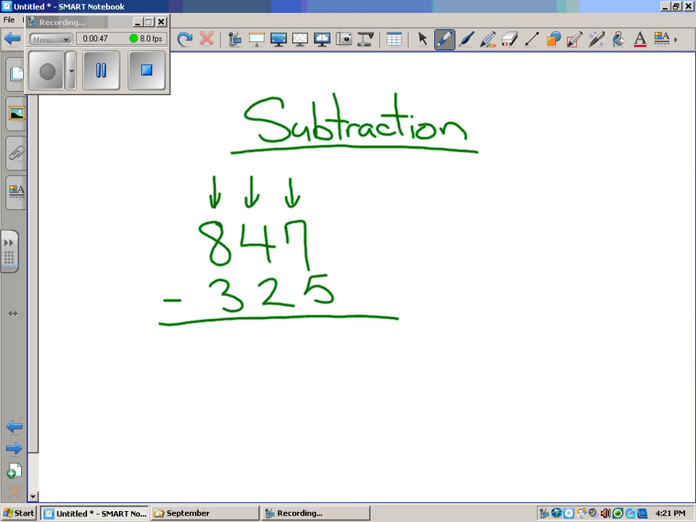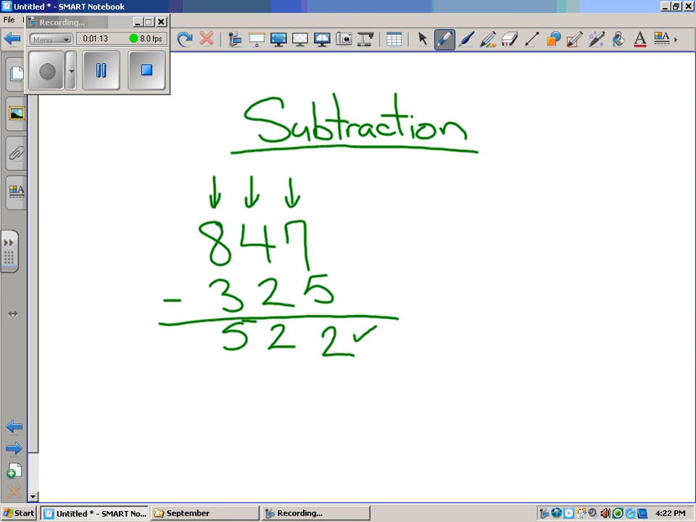So anyhow, in this case, we are going to subtract 7 minus 5, and 7 subtract 5 is 2. 4 subtract 2 is 2, because you went to the next column. And in the last column, 8 minus 3 is 5. Now that's a pretty easy one to do, because there is none of this borrowing that I was talking about. All of these numbers, a bigger number subtracted a smaller number, and it worked out really easy.